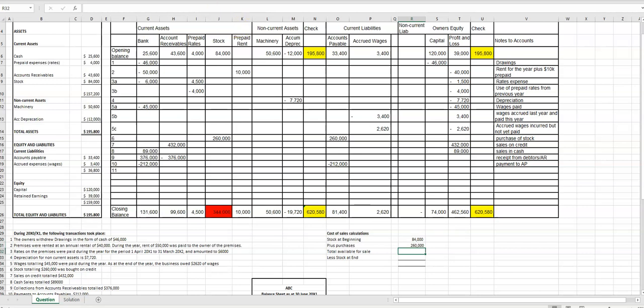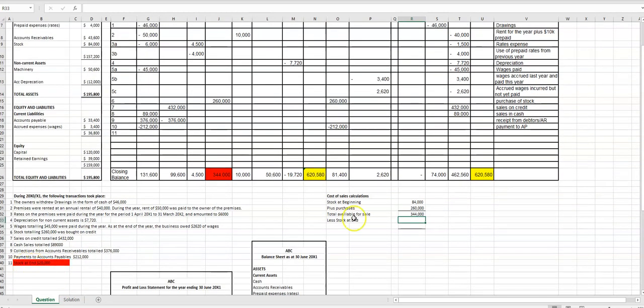So if we add those together, our total available for sale is $344,000. So then we need to subtract the amount of stock at end. So we're told in the question just here that the stock at end is $20,000. So we need to subtract $20,000 and then now let's see what that adds up to. Okay, so this gives us a total cost of sales of $324,000. So remember this as we're going to need that in our profit and loss statement.